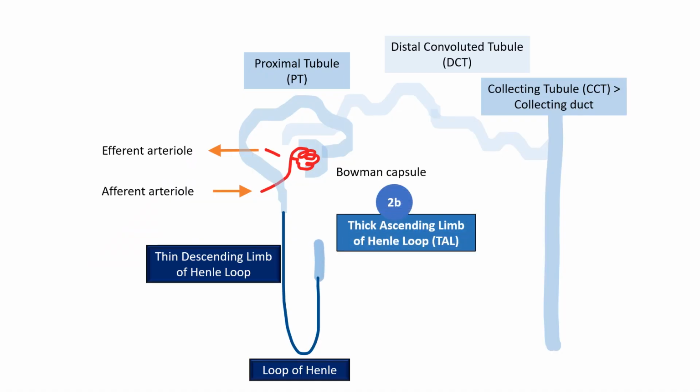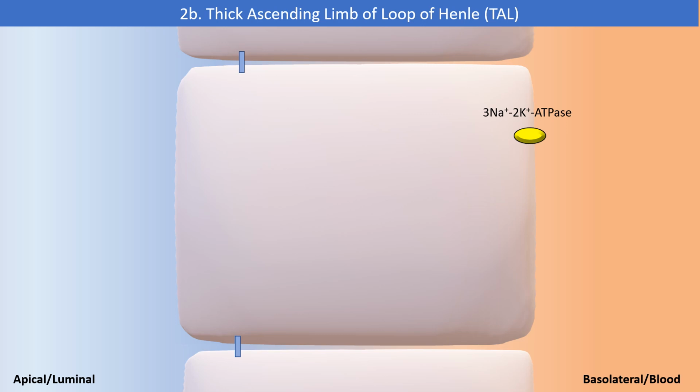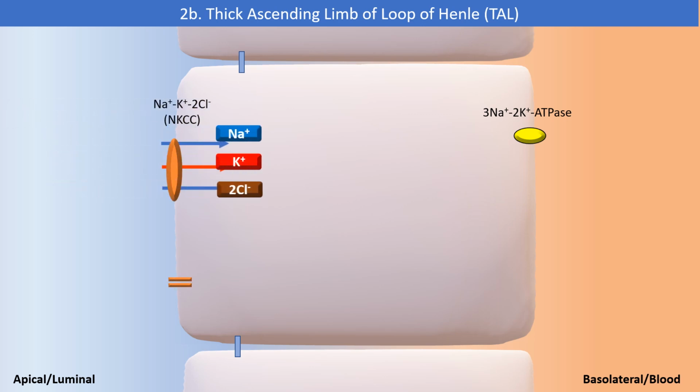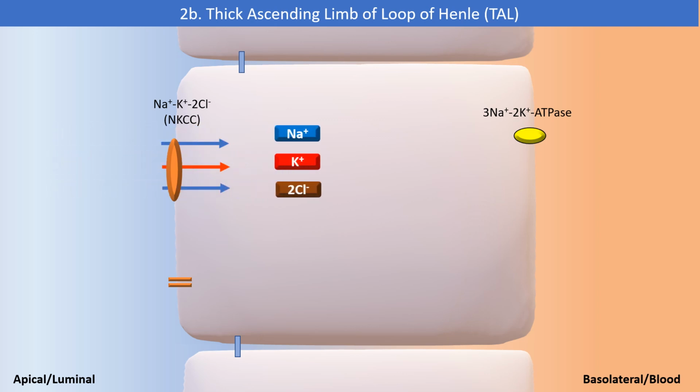Moving on to the thick ascending limb of the loop of Henle. Let's see what these cells do. Here is a cell from the thick ascending limb of the loop of Henle, apical on the left, basolateral on the right. On the apical side, we have the sodium-potassium 2-chloride cotransporter, or NKCC, which serves to reabsorb sodium, potassium, and chloride from the lumen.